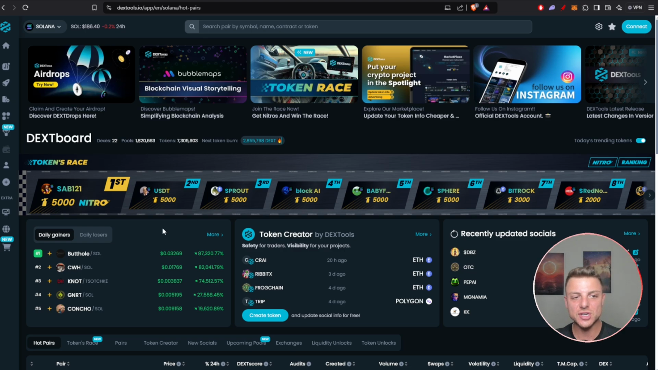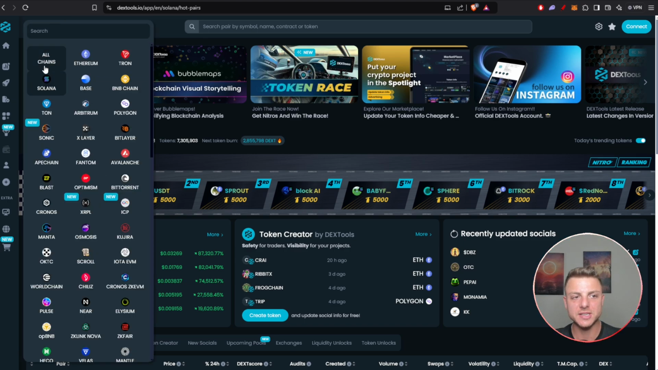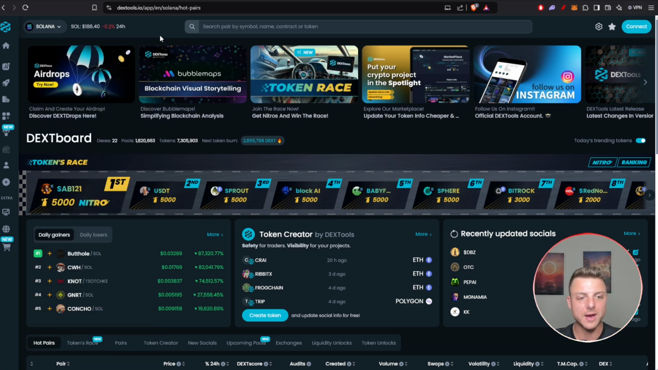So we will just stick to this main section here, DEXTboard. Now I also will come up to this top left-hand side and select Solana, because Solana is the biggest blockchain for meme coins right now. You could go all chains or Ethereum, Base, Tron, and all the other meme coin blockchains, but overall Solana is the number one, and it works super well with TradeWiz. So we'll just stick with this.